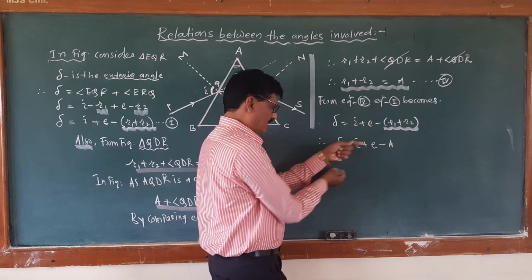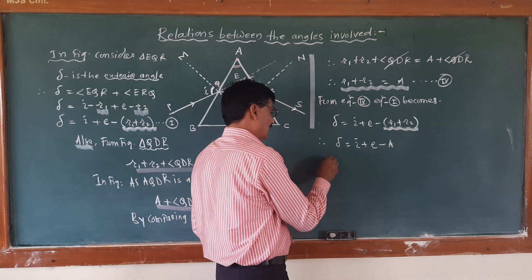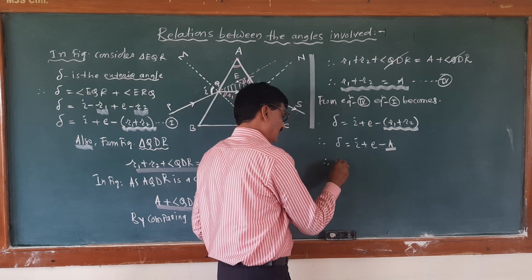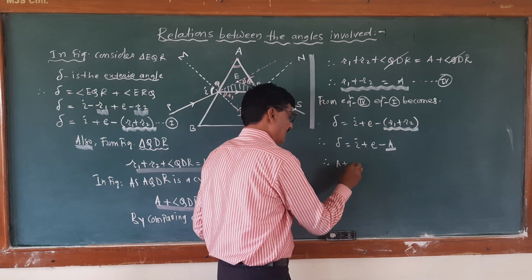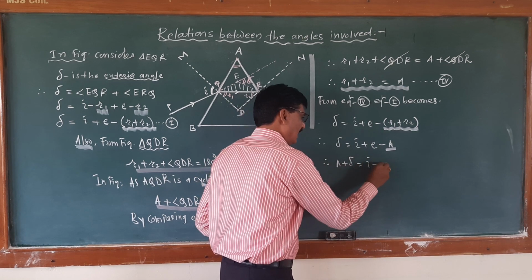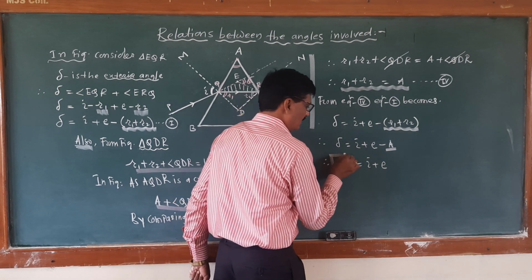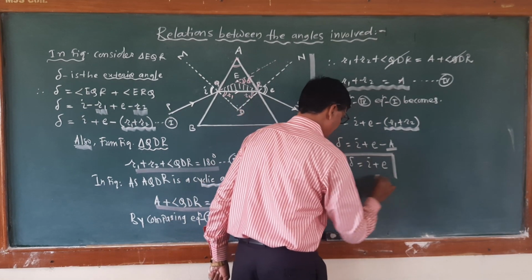This negative term comes to the left hand side, therefore this term goes to the left hand side and therefore I write here A plus delta is equal to I plus E.